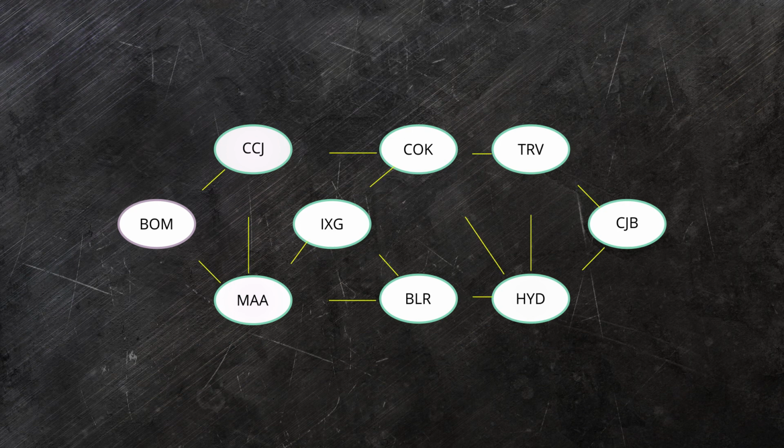Let us choose an arbitrary destination from the given network. BOM stands for Mumbai Airport and CCJ stands for Calicut Airport, where MAA stands for Chennai Airport. Like that, all these airports mentioned here, all these letters are abbreviations or airport codes as per IATA.